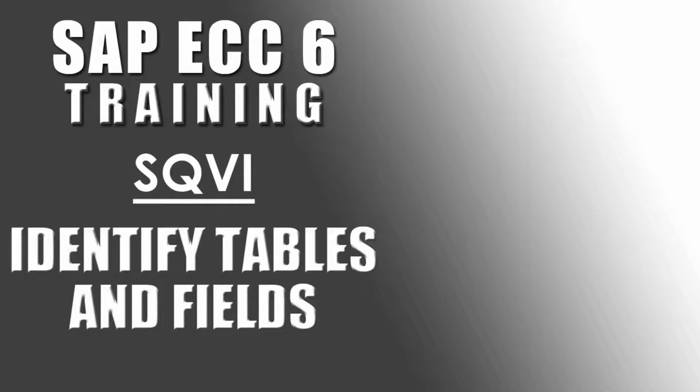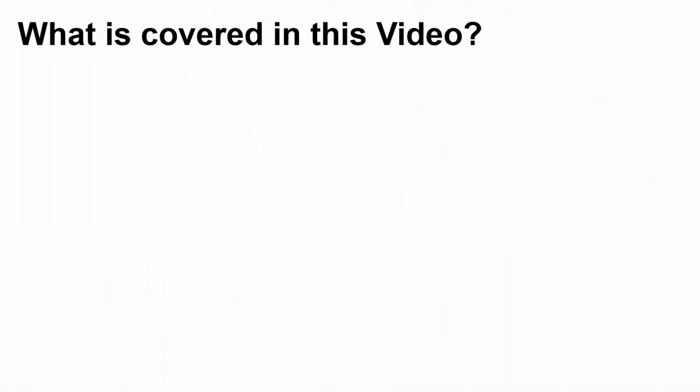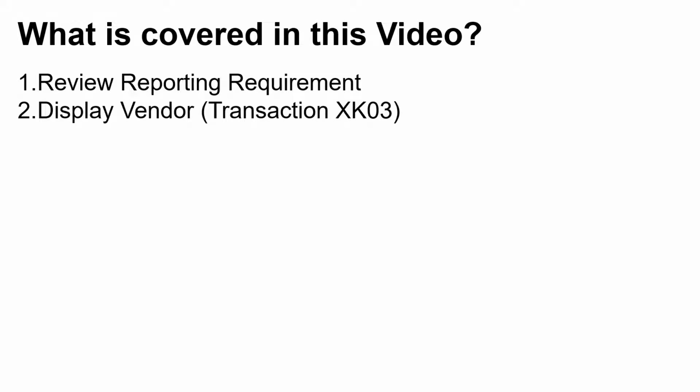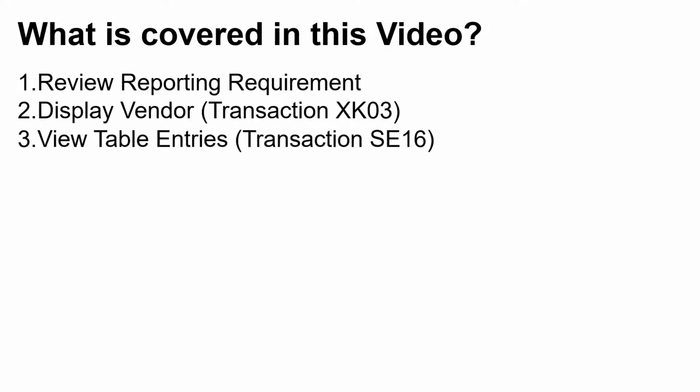In this video, we'll be looking at identifying the tables and fields for a quick view, reporting on vendor master deletion flags. And this is the breakdown of the topics. First, we'll review the reporting requirement. We'll then display a vendor in transaction XK03 and locate the tables and fields for the deletion flags. And finally, we'll analyze the relevant vendor master data tables using the data browser, transaction SE16, to identify the remaining fields for the quick view.